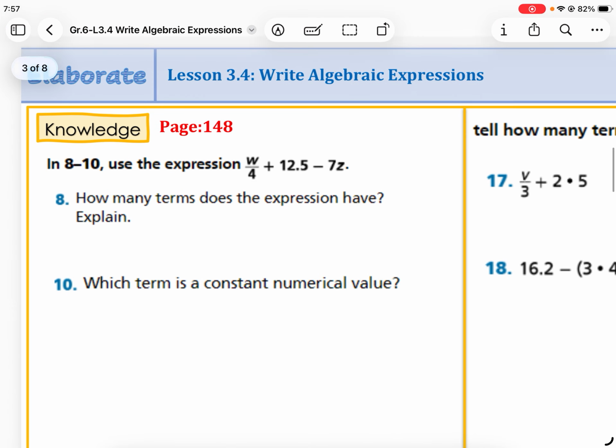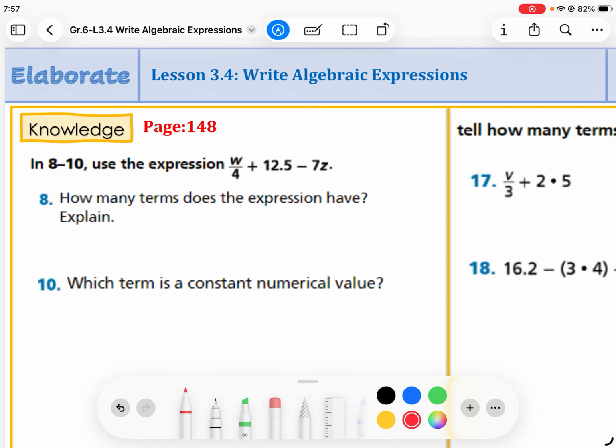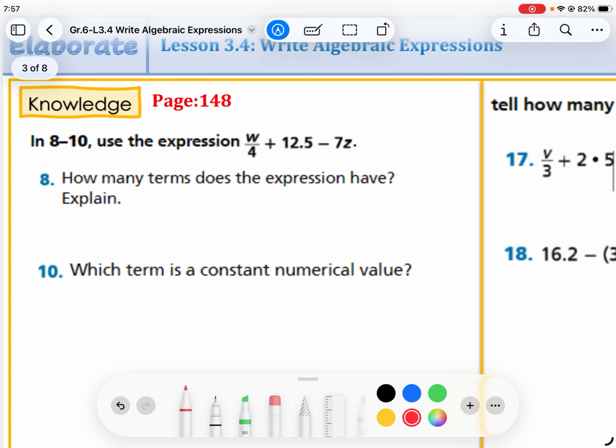Now, let's move on to the book pages and solve these questions. We have this expression. They're asking several questions about the same expression. Number one, how many terms? When you read the question, it's not that difficult to answer. We're just going to go step by step. How many terms does this expression have?